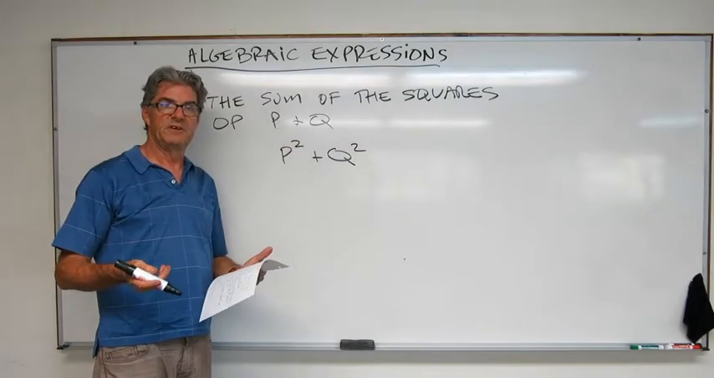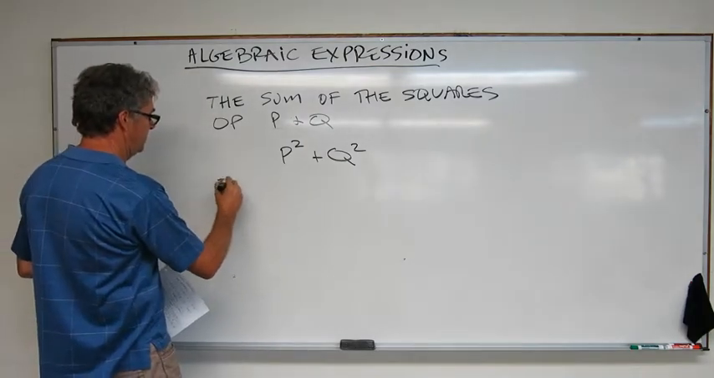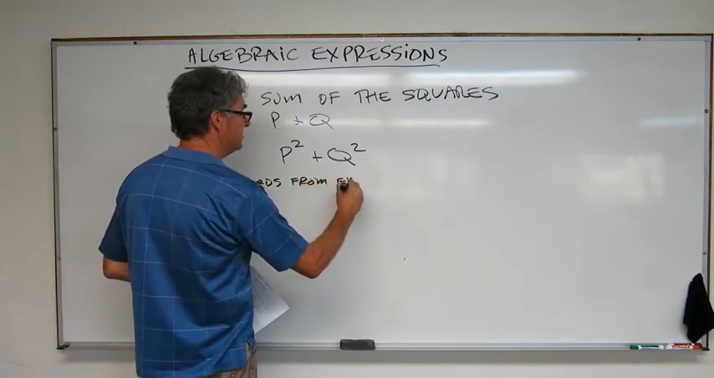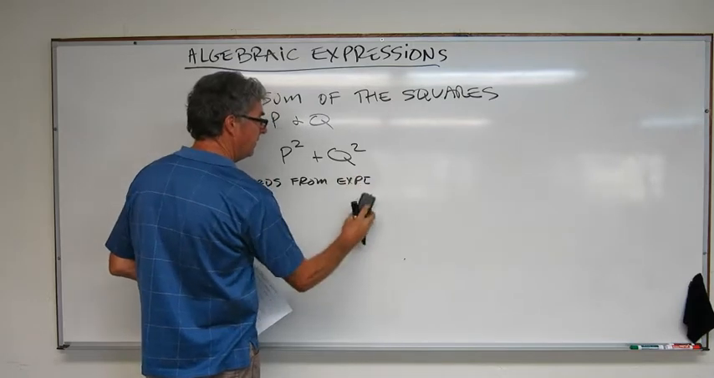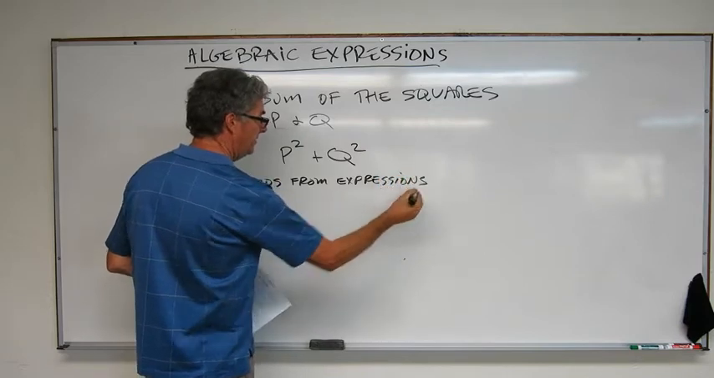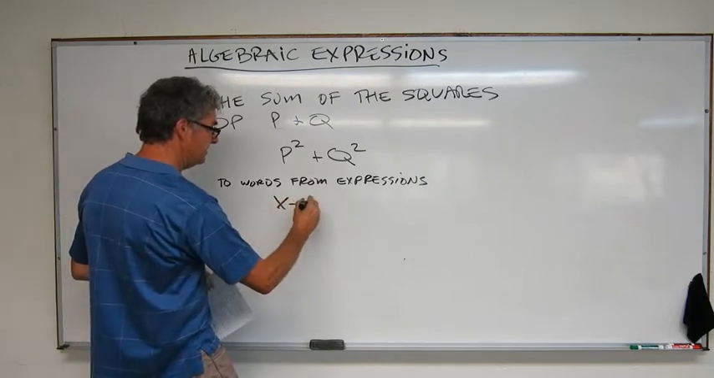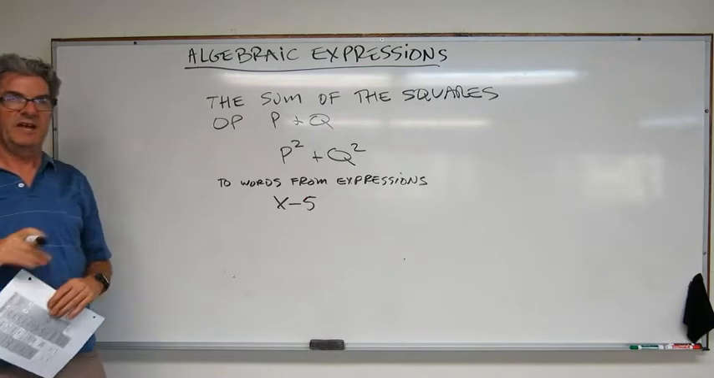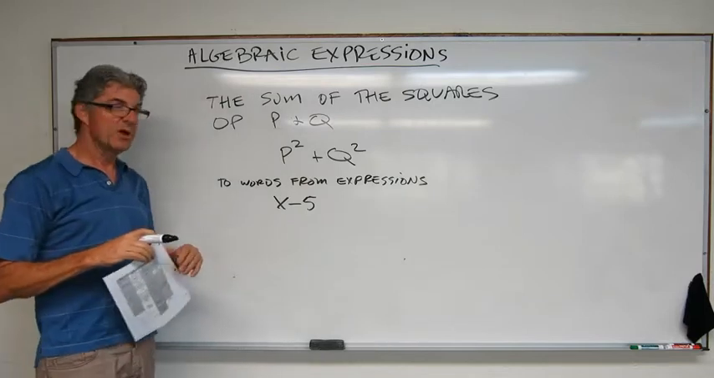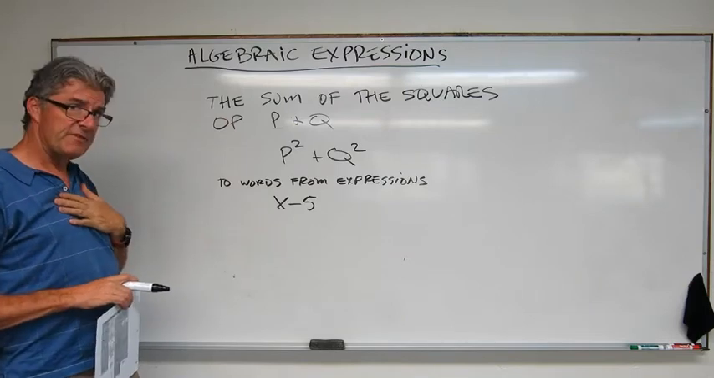Okay, so now we're going to go from expressions to words. Okay, so let's try that. x minus 5. How would you write that in words? And don't just write x minus five. We want to write it in one of these forms, using words like sum and difference and squares. So think about that for a minute. Pause the video.